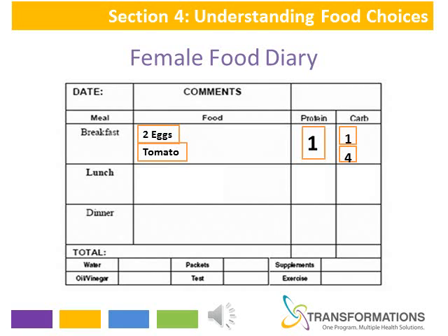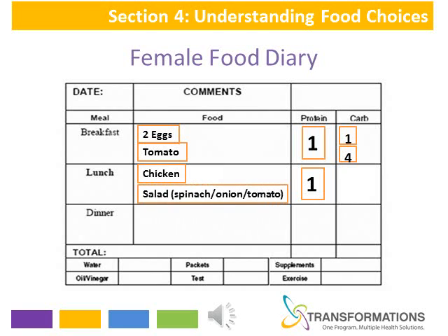For lunch, a female is allowed 1 portion of protein and 10 portions of carbs. 60 grams of chicken equals 1 portion of protein, and then for their salad they can have 70 grams of spinach, which equals 4 portions of carbs, 40 grams of onion, which equals 2 portions of carbs, and 70 grams of tomatoes, which equals 4 portions of carbs, for a total of 10 portions of carbs.